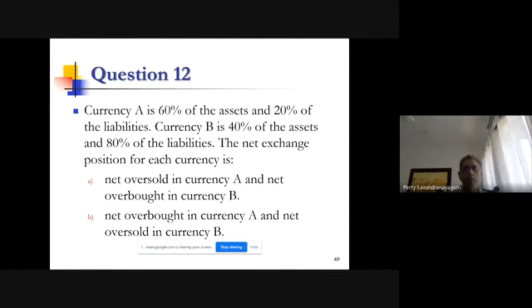Sorry. So I'll just jump into question number 12. Currency A is 60% of assets and 20% of liabilities. Currency B is 40% of assets and 80% of liabilities. The net exchange position for each currency pair is... Go through it. Which answer is it? Net oversold in A and net overbought in B, or net overbought in A and net oversold in B.